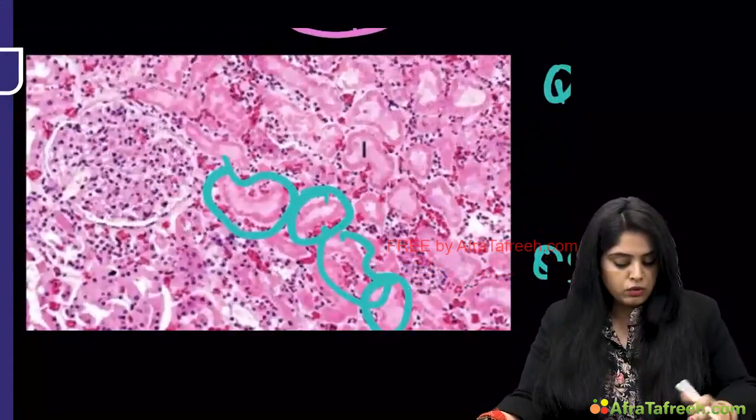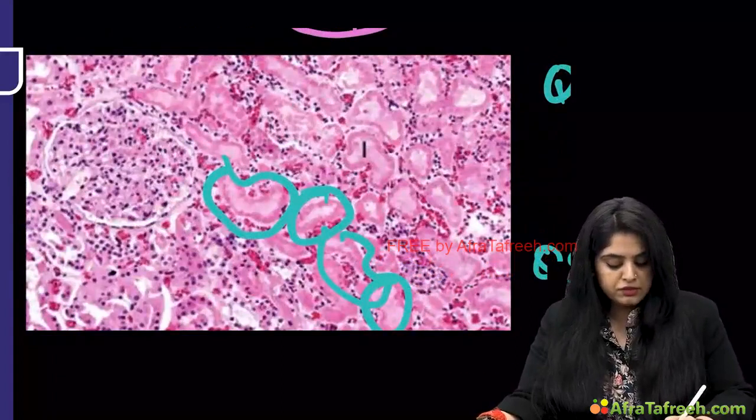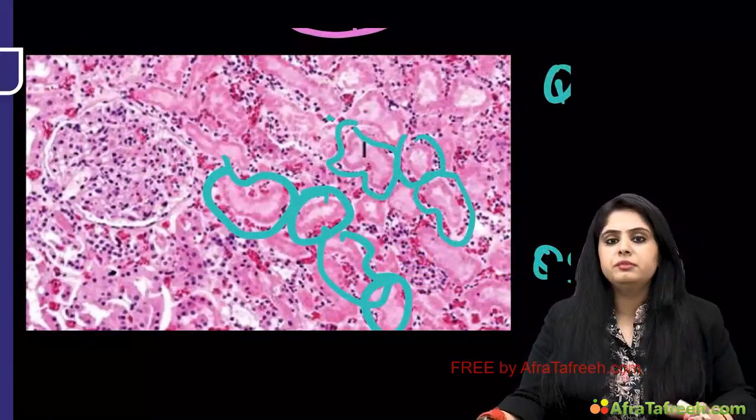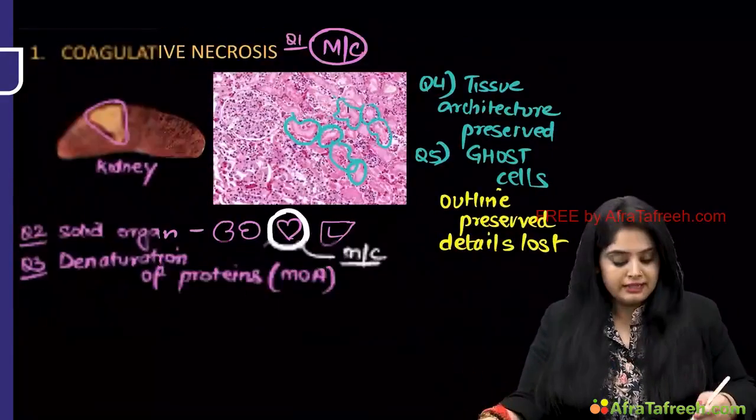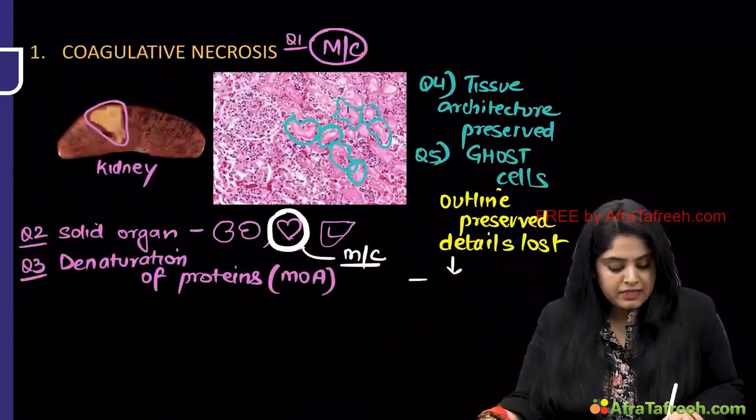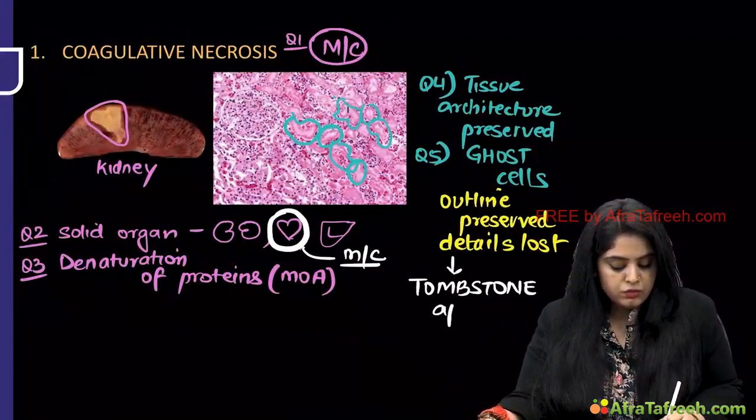And these are not one or two ghost cells. They are numerous ghost cells that you're seeing over here. All these pink color outlines. Guys, ghost cells being numerous means this is looking like ghosts, dead bodies, a graveyard. That basically means that I am dealing with a tombstone appearance.